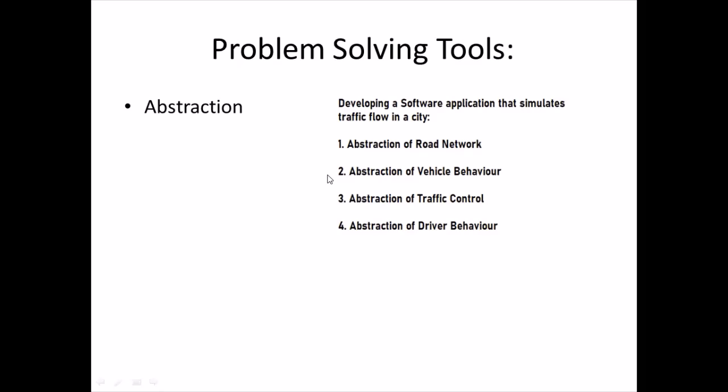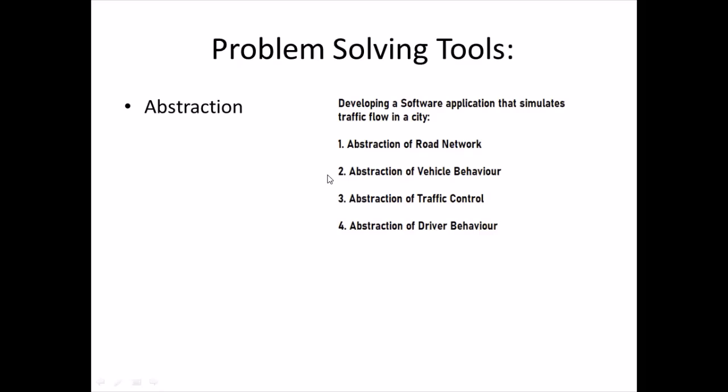So the first one is the abstraction of road network. Instead of considering every individual road and intersection in the city, you can abstract the road network as a graph. Each road segment becomes a node, and the connections between them represent the intersections. This abstraction allows you to focus on the connectivity and flow of vehicles rather than the specific details of each road. So when you're writing your code, you are focusing on the connectivity and the flow of vehicles.